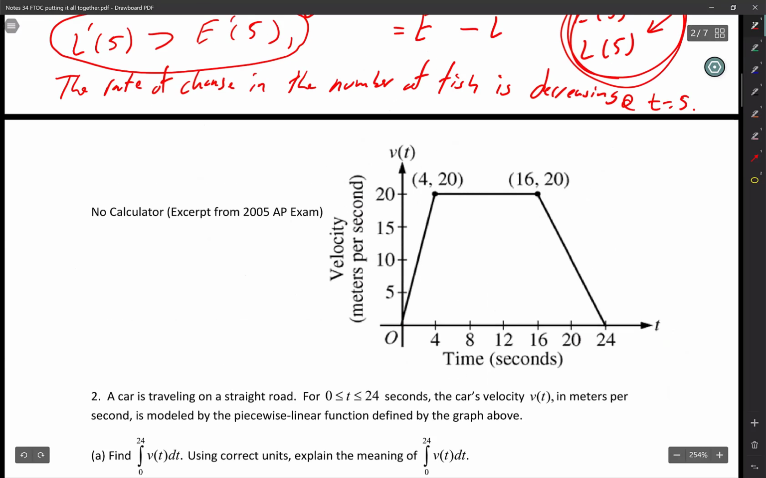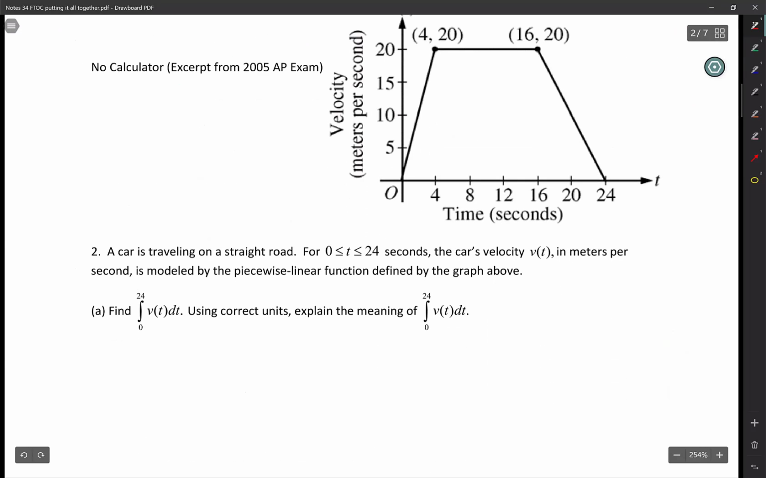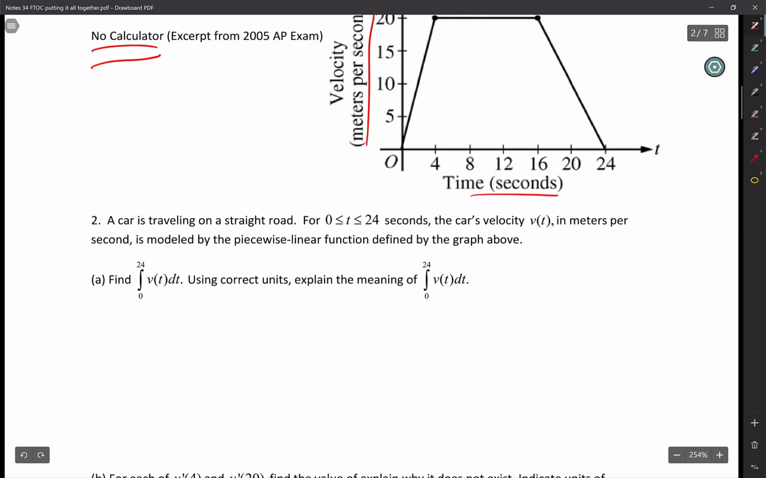All right, guys, this one's from 2005. It is the no calculator question. So notice that we have a velocity graph in meters per second. Notice the time is in seconds. Notice that it looks like it's just all linear lines. And I think we are good to go. So let's see. Number two. It wasn't the number two question that year, but it's the number two question in our sequence here.